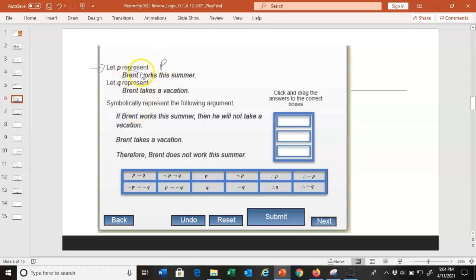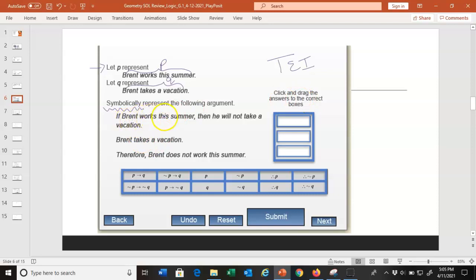They're just saying they want you to let this statement equal P. And they want you to let this statement equal Q. So we're just giving labels to the sentences. So now symbolically represent the following argument. This is one of those TEI questions where you're going to click and drag. It says click and drag the answers to the correct boxes.